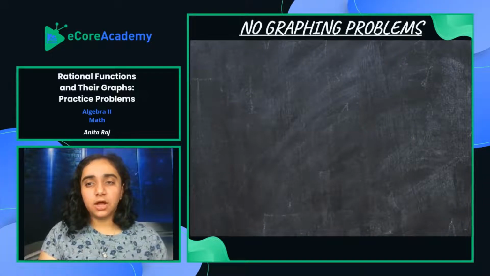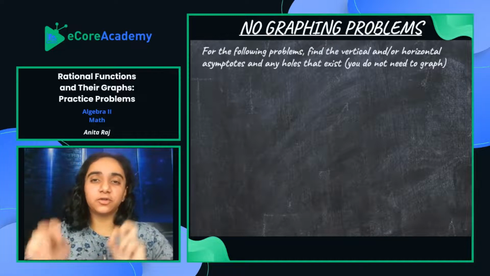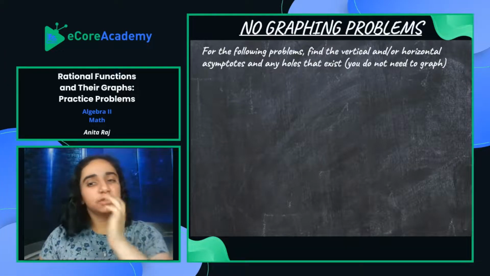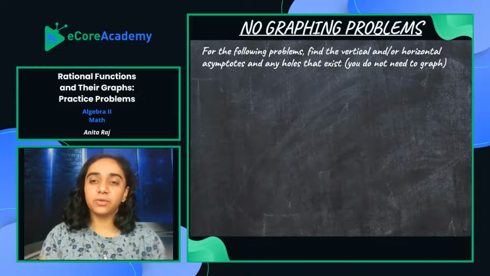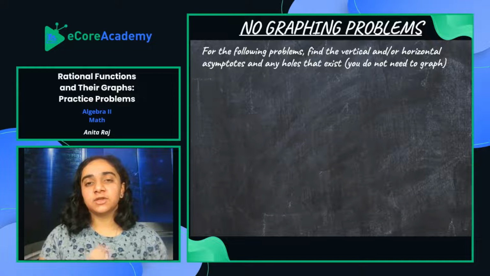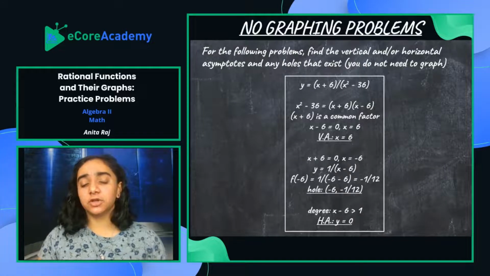Okay, so we're going to do some problems. We're not going to do any graphing in these problems. That's why I call it the no graphing problems. So for these problems, we're going to find the vertical and/or horizontal asymptotes. We might have both, we might not have both, and then we're going to see if any holes exist. In these scenarios, you're not going to have to graph. So let's just go through these examples pretty quickly because I know we've done quite a bit.